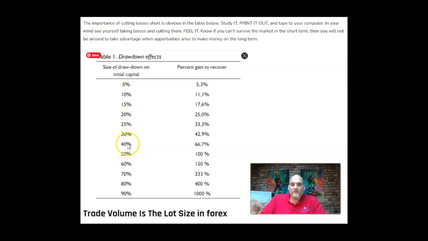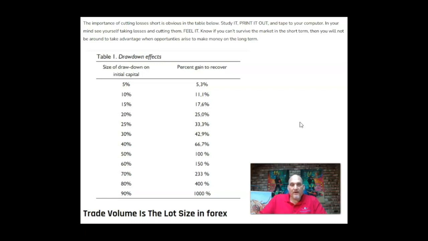Now, why would you want to do that? Why not slow down when you're 5-10% down? Slow down. Figure out what's happening. Get your emotions in check. Don't commit murder of your account. Get your emotions in check. So this drawdown effects table is a very, very important table to have.